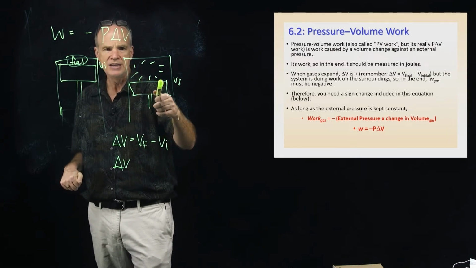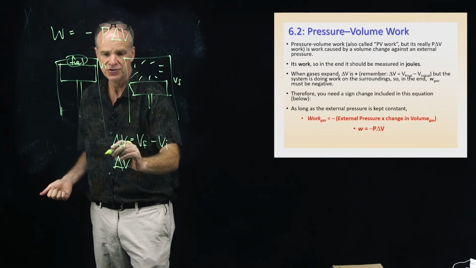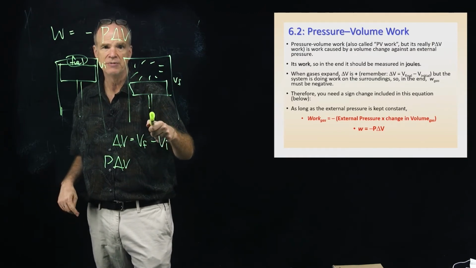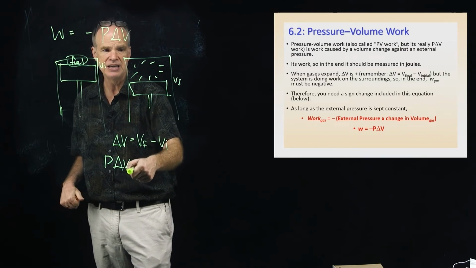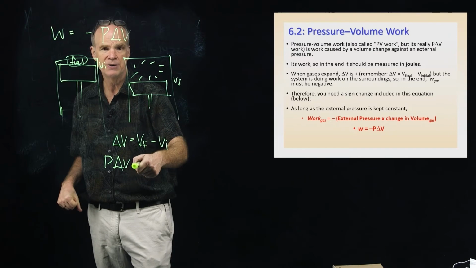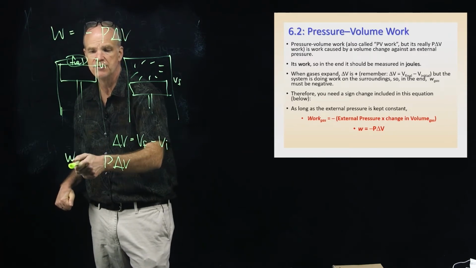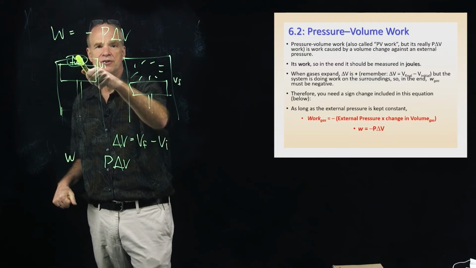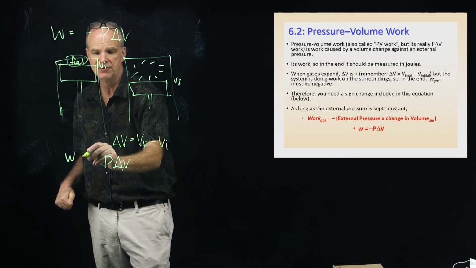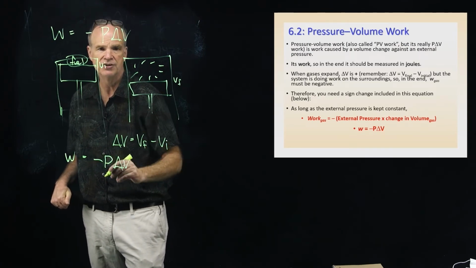Now, P is just the pressure, so it could be something like atmospheric pressure. You can see, again, when you do the simple math for these problems, delta V, because it's final volume minus initial volume, will be positive. But in the end, the work term W, we know, because the fuel, which is the system, is doing work on the surroundings, must be negative. So what we have to do is put a negative sign into this equation, and then we can use it.